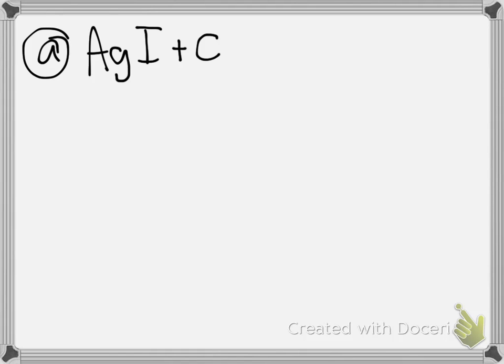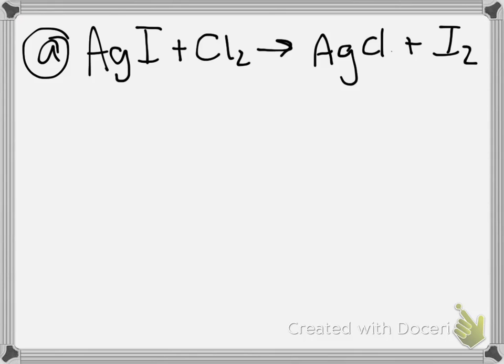On the back, activity series. A, we have silver iodide and chlorine gas. So what would chlorine potentially replace? Iodine, the other halogen. And chlorine is more active than iodine, so what we're going to form is silver chloride, and we're going to form iodine gas, iodine vapor. So to balance, it's 2 of each of those. And that was your point for this one.